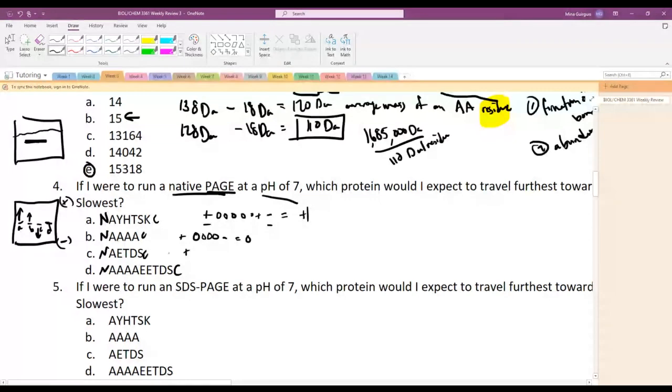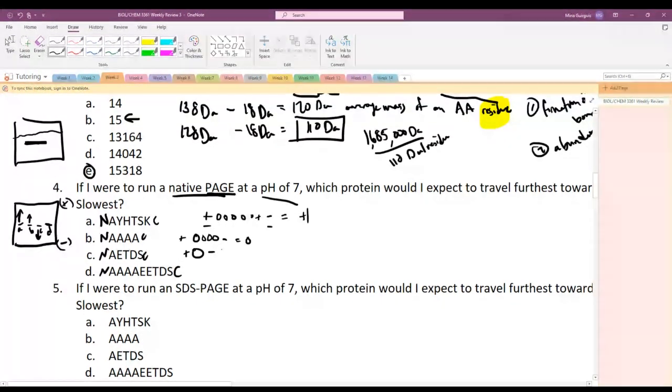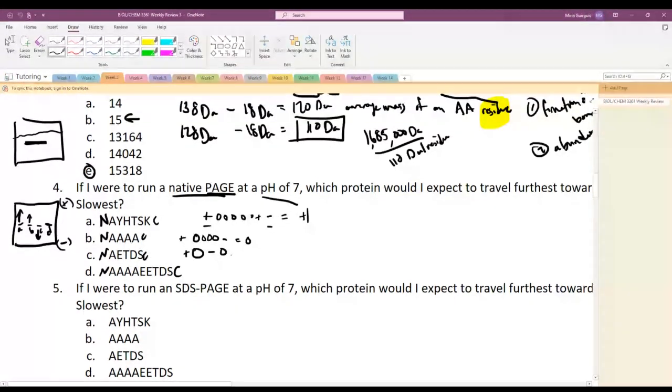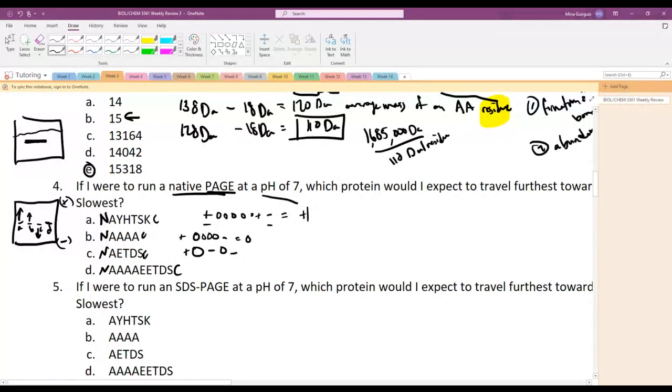Okay. Once again, the N-terminus is positive. Alanine is still neutral. E is glutamate or glutamic acid, which is negative at a pH of 7. T, threonine, protonated, so neutral. D is aspartate or aspartic acid, so it's going to be negative. S is serine, and it's going to be protonated, neutral. And C-terminus is once again negative, so that adds up to -2.